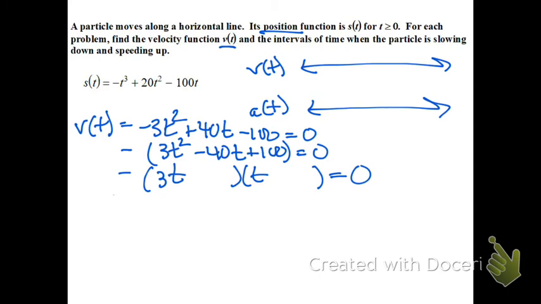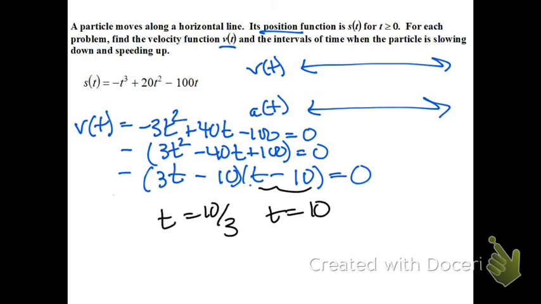I had to make a little bit of room. Okay, so now I'm factoring. So to get 100, I'm going to try 10 times 10. Let me see if that works. My inners are 10, my outers are 30. I can make them both negative. Yep, that works. Okay, then set each factor equal to 0. This one would give me t equals 10/3. This one would give me t equals 10. And remember, you can't have negative time.